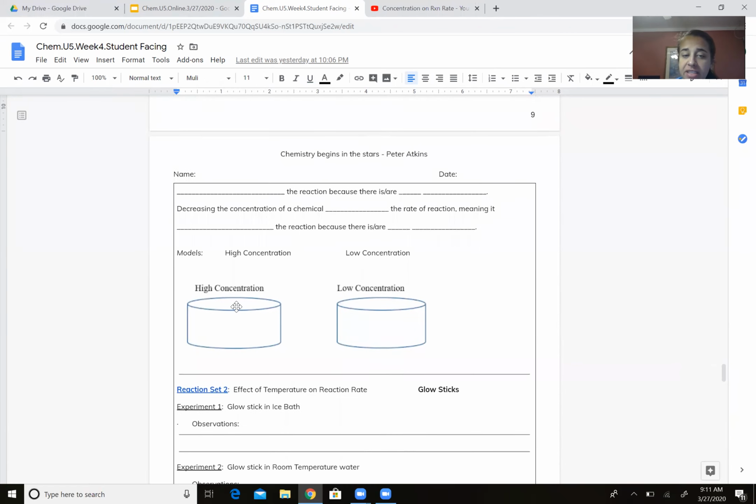And then finally, you are doing models for the concentration: high concentration versus low concentration. High concentration means there's more of this stuff, and low concentration means there's less. So draw a model of what's happening with these molecules. They're colliding with each other, as we know, to form a reaction. But if there's more versus less, what does that look like?